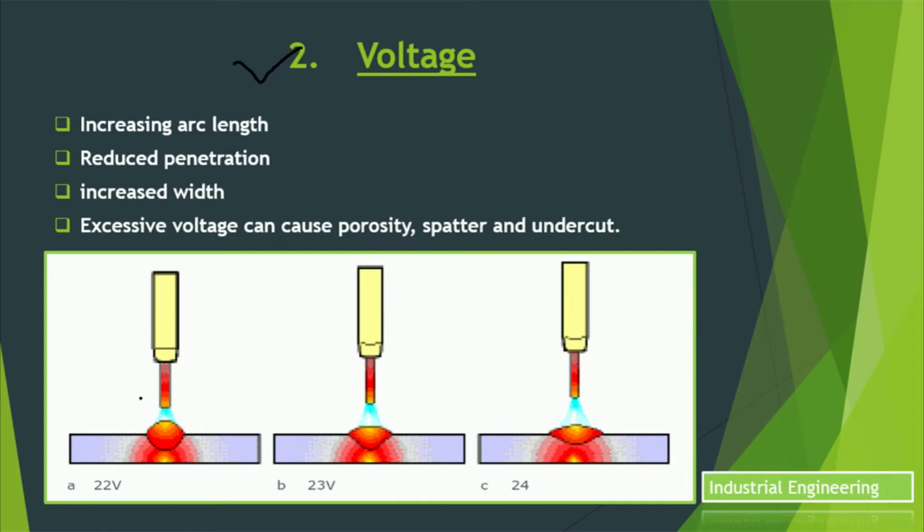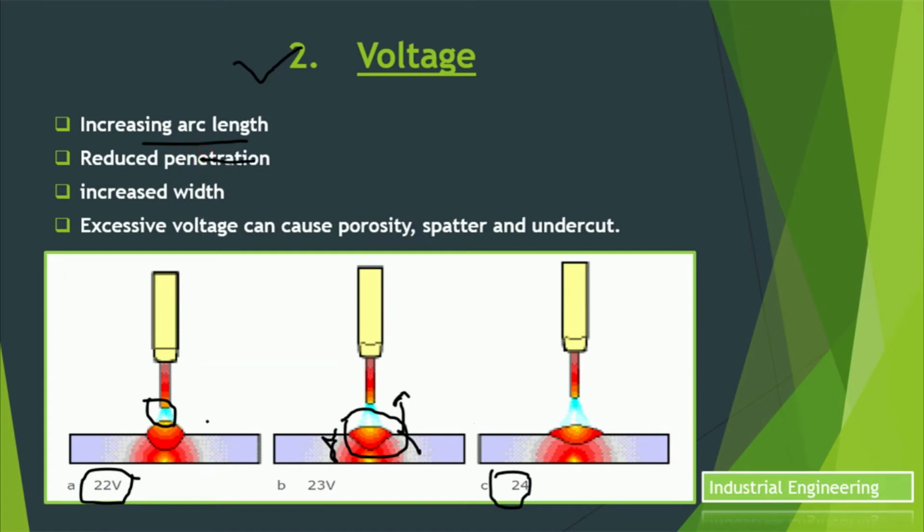In this image, this is the arc length. This is the molten metal which is penetrated inside the parent material. So the voltage is increasing from 22 volts to 24 volts in this image. When the voltage is increased, the arc length is also increasing, as you can see. Penetration of weld pool into the material is reduced.